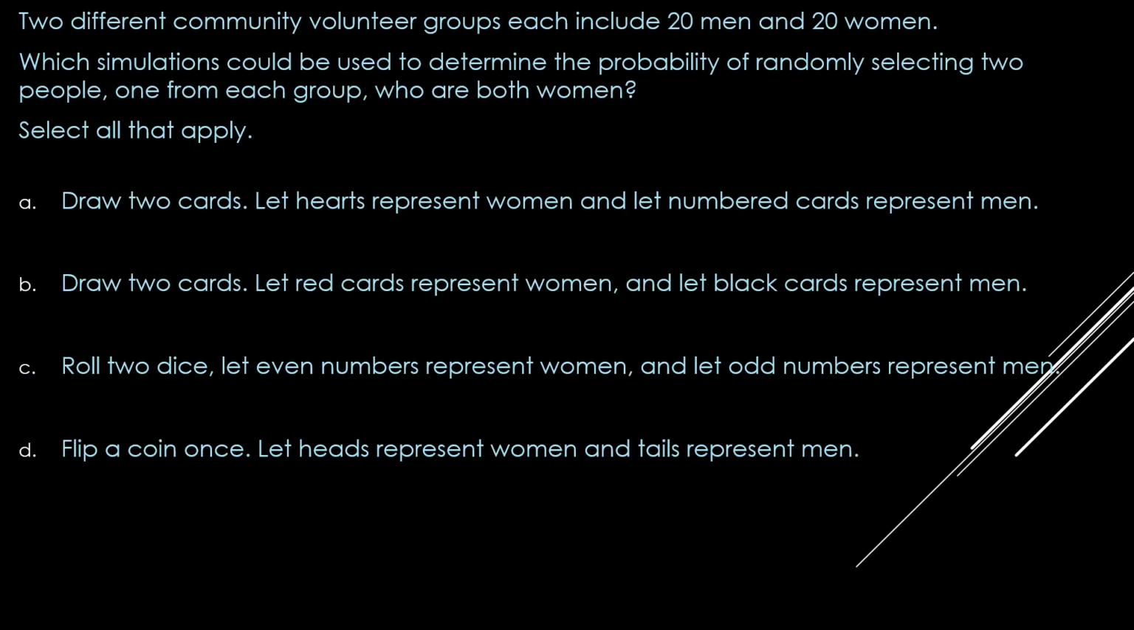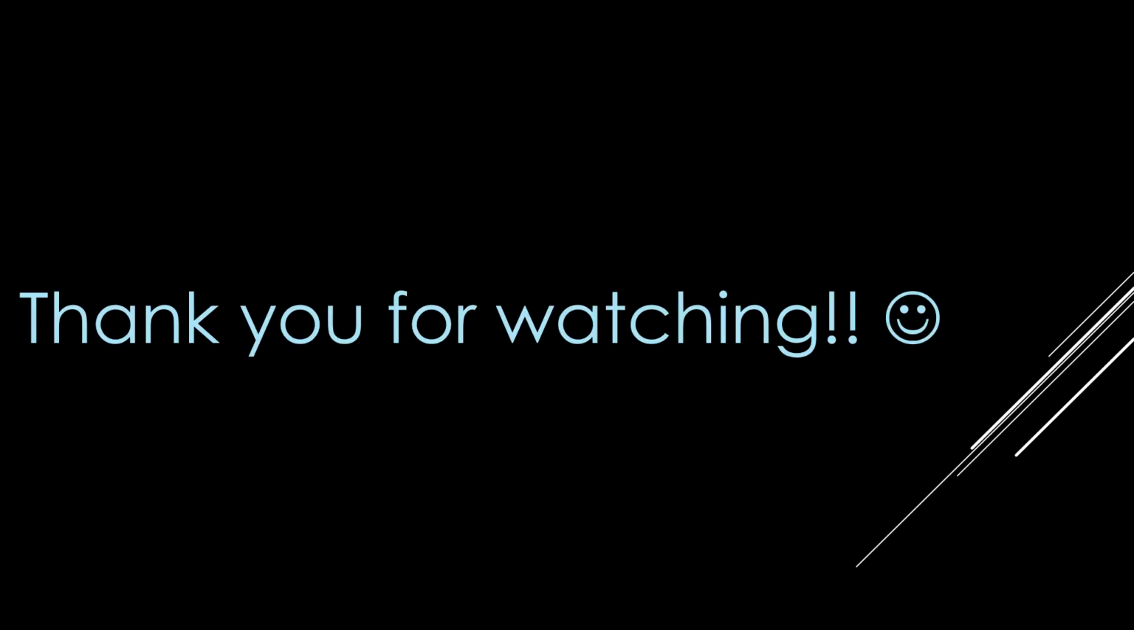Next question says that 2 different community volunteer groups each include 20 men and 20 women. Which simulation could be used to determine the probability of randomly selecting 2 people? So here I am selecting 2 people, which means I need to do 2 things. So this bottom one where I'm flipping a coin once, that's not going to cut it. Now again, with the 20 men and 20 women, that is a 50-50 chance. So I'm looking for any of these answer choices where I have a 50-50 chance. Like here, where I'm letting a red card and a black card represent women and men, that is a 50-50 chance.